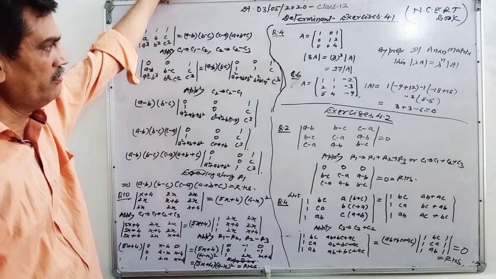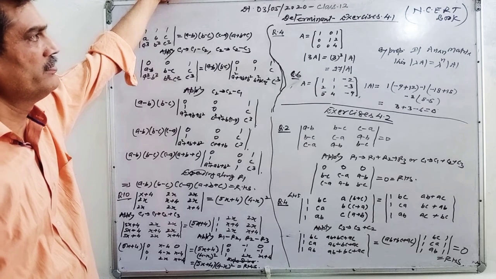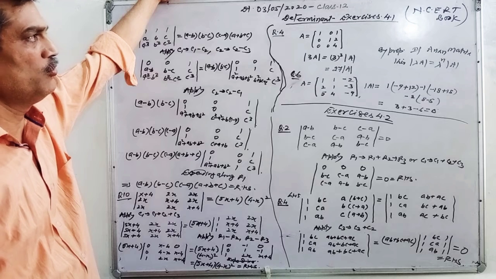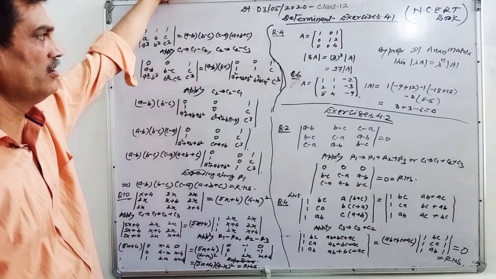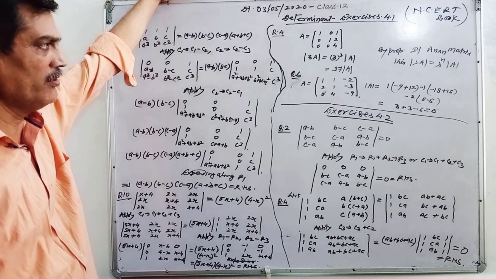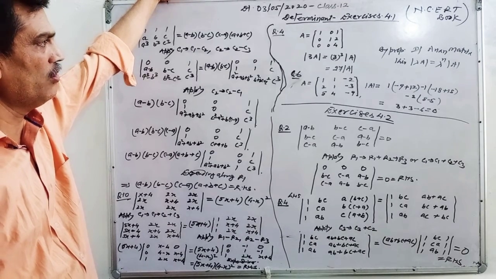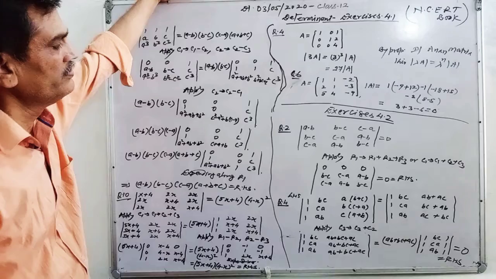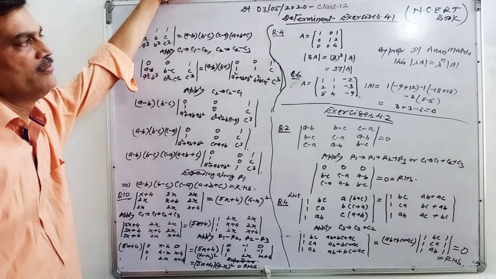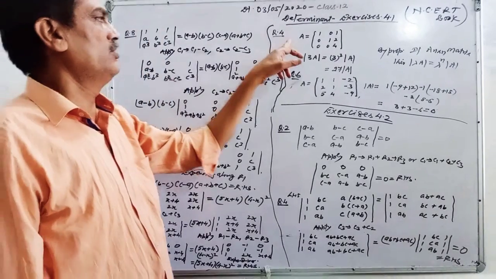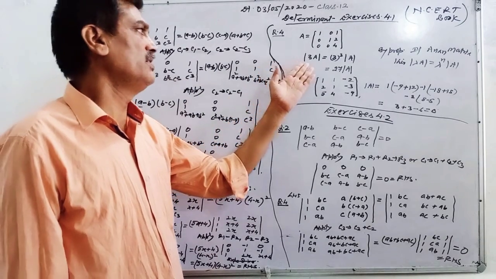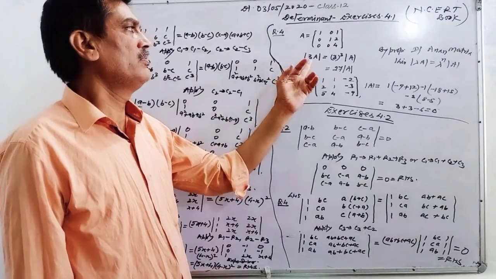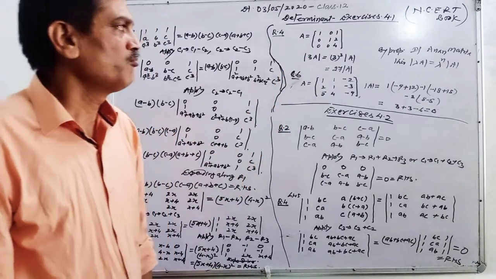Today we will solve some problems from exercise 4.1 of determinants from the NCERT book. See some problems using properties, how to prove and how to solve. See question number 4. A square matrix A is given. Here you have to find the value of the determinant of 3 times A.